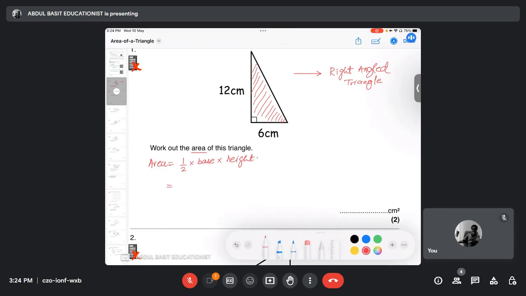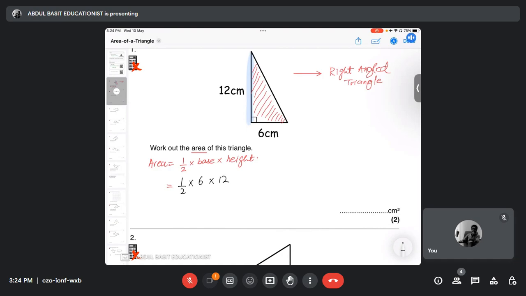Now you know that height is always a perpendicular thing. So this is the perpendicular line. You can see already that this line is perpendicular to 6. And height is always what? Perpendicular, which makes a 90 degrees angle. So it would be 1 by 2, base is 6 and the height is 12.